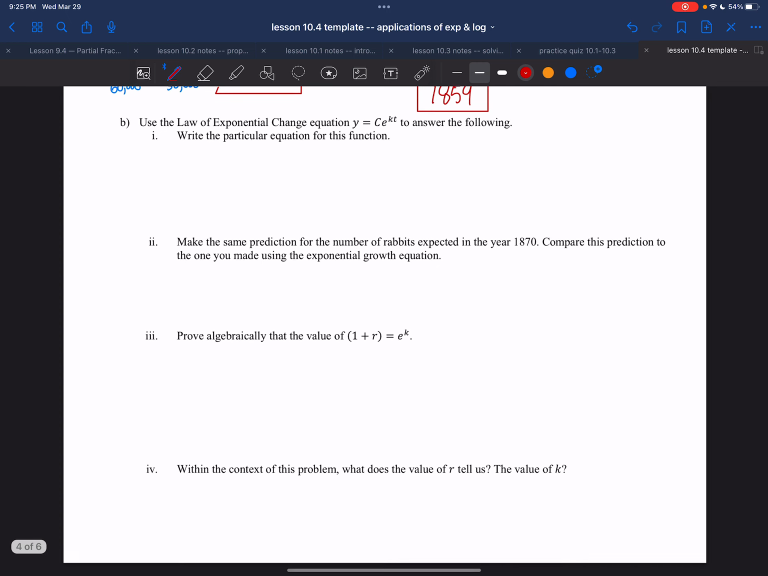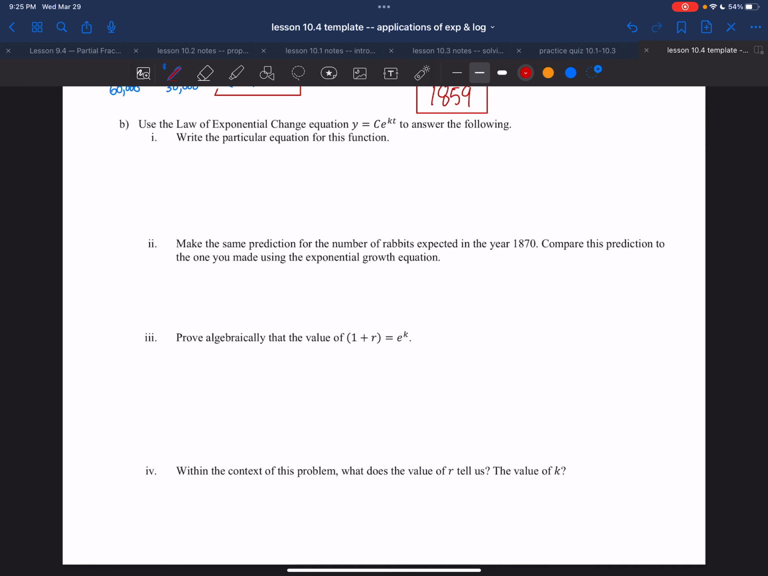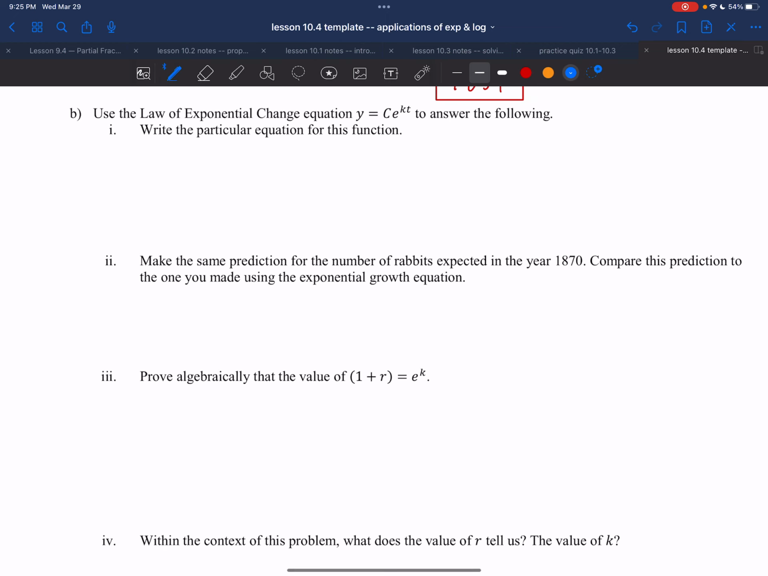Okay, moving on. Let's use the law of exponential change to answer the following. Let's write the particular equation for this function. So similar stuff, yeah? You've got y equals c e to the kt. And this is where you know some information. You know that the final amount was 2,400,000 equals the beginning constant amount was 60,000 e to the k times t was 2. Now look, you'll divide by 60,000. You'll get 40 on the other side equals e to the 2k.